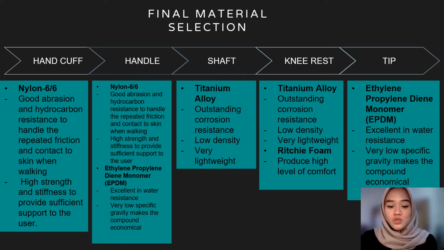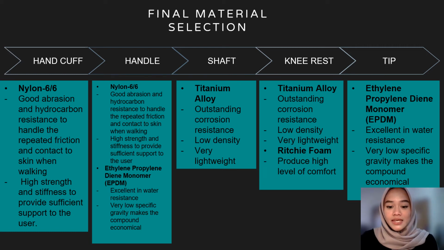It also has high strength and stiffness to provide sufficient support to the user. Nylon 66 also will be used for the handle. Ethylene propylene diene monomer (EPDM) will be used as the handle cover. It is excellent in water resistance. Very low specific gravity makes the compound economical. The shaft will be made from titanium alloy. It has outstanding corrosion resistance, low density, and is very lightweight.